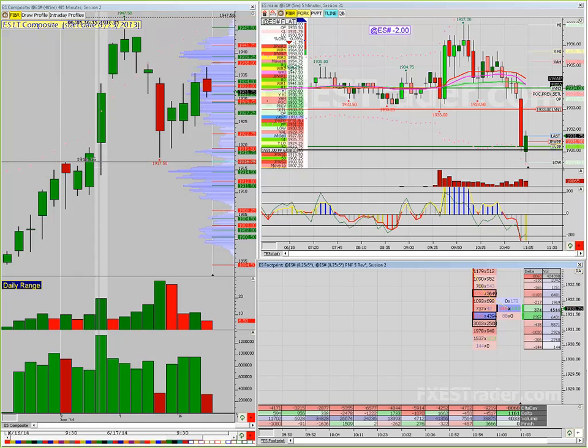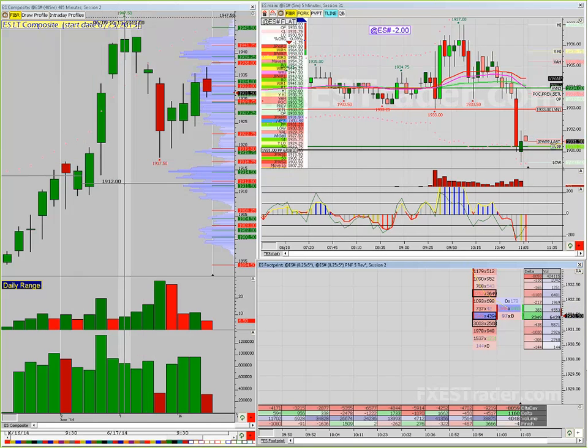This 16 area, without a doubt, is absolutely a monster support. Could we see it today? It's possible. Will I buy the first zap down there? More than likely, okay? Depending upon what shows up on the footprint, how it looks. We have no idea how it's going to look down there. It's going to depend upon a lot of stuff.